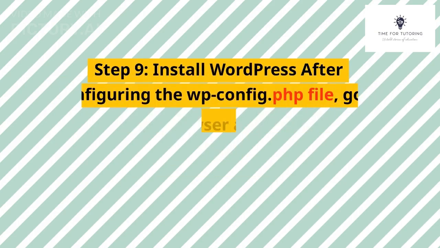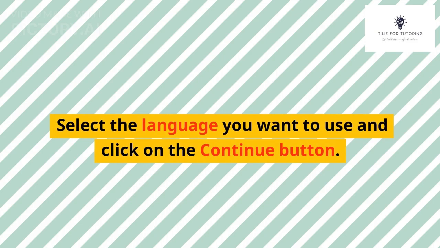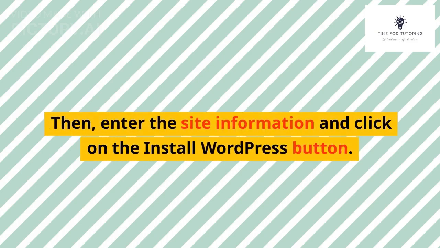Step 9. Install WordPress. After configuring the wp-config.php file, go to your web browser and type in the following URL, http://localhost/wordpress/. This will take you to the WordPress installation page. Select the language you want to use and click on the Continue button. Then, enter the site information and click on the Install WordPress button.